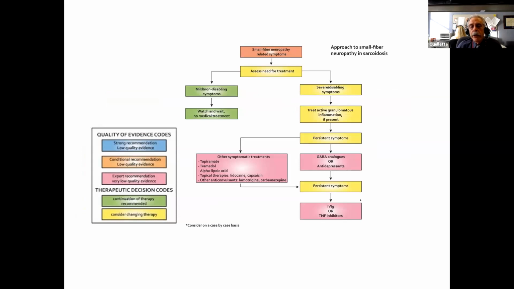Another problem that sometimes occurs with sarcoidosis is small fiber neuropathy and related symptoms. And these patients can be complex to treat also. If they do have active granulomatous disease, clearly you're going to treat that. But if not, you can consider some other treatments such as GABA analogs or antidepressants. These have been used in small cases to treat these patients, but the data is not robust for any of these treatments.